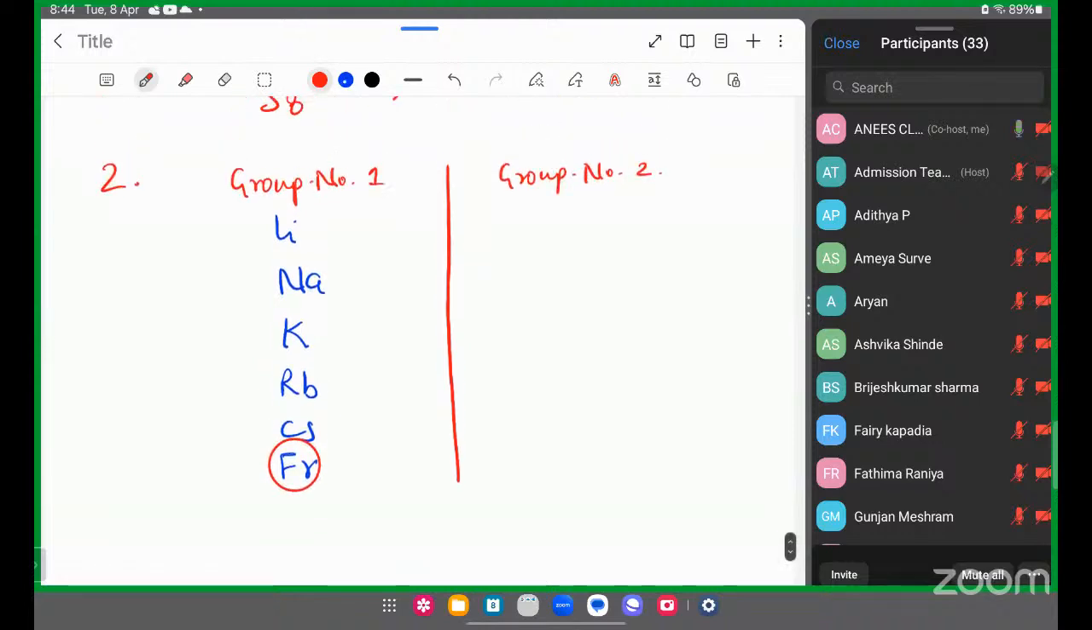In group 2, we have beryllium, magnesium, calcium, barium, and radium. Again, radium is radioactive.